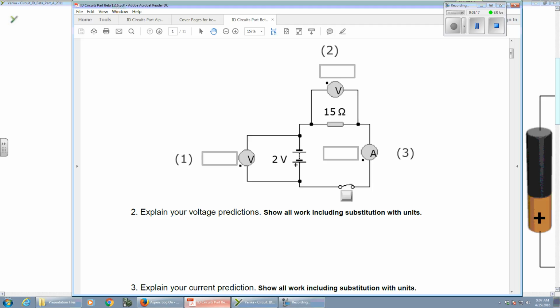Just put in values. But your prediction is, when the switch is closed, what will be the voltage across the 2-volt battery? What will be the voltage across the 15 ohm resistor? And what will be the current through that ammeter? That's in amps. That's what you're predicting. And then you have a couple of questions about it. I'll turn on Cochran right now, and you can go through the prediction, unless there are questions.